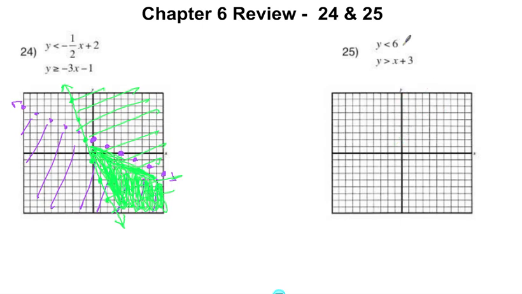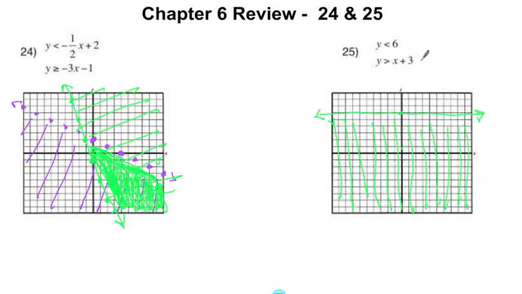Excuse me. And then the last one, y is less than 6. That means that it's going to be a horizontal line at 6. So 1, 2, 3, 4, 5, 6. So right through here. And it says less than, so all my y values less than are below that line. So below, below, below.